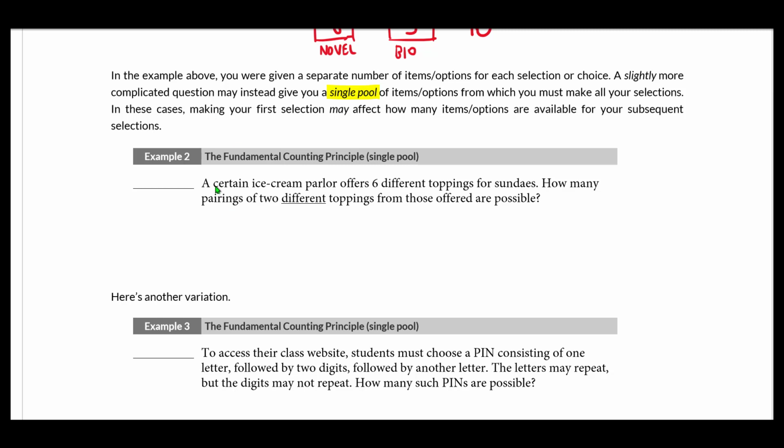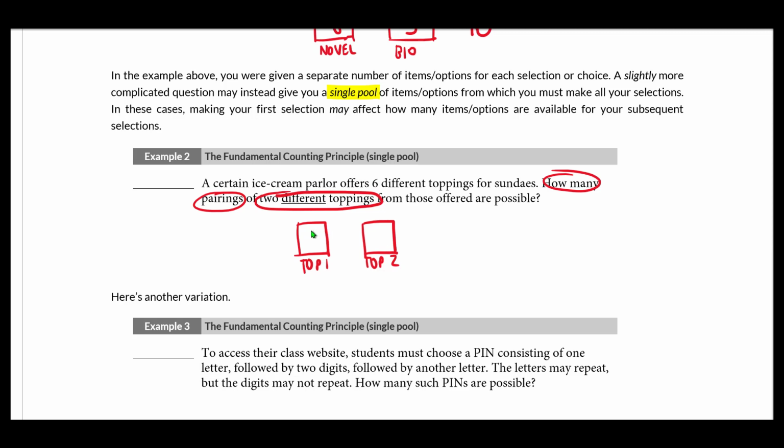A certain ice cream parlor offers 6 different toppings for sundaes. How many pairings of 2 different toppings from those offered are possible? So again, we're going to start off with that box method I was just talking about. I'm going to draw 2 boxes. Why am I drawing 2 boxes? Because I've got 2 toppings, topping 1 and topping 2, that I need to select.